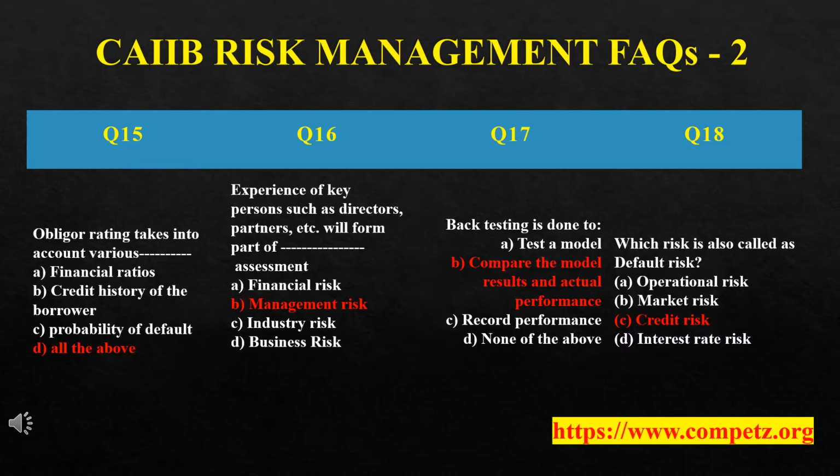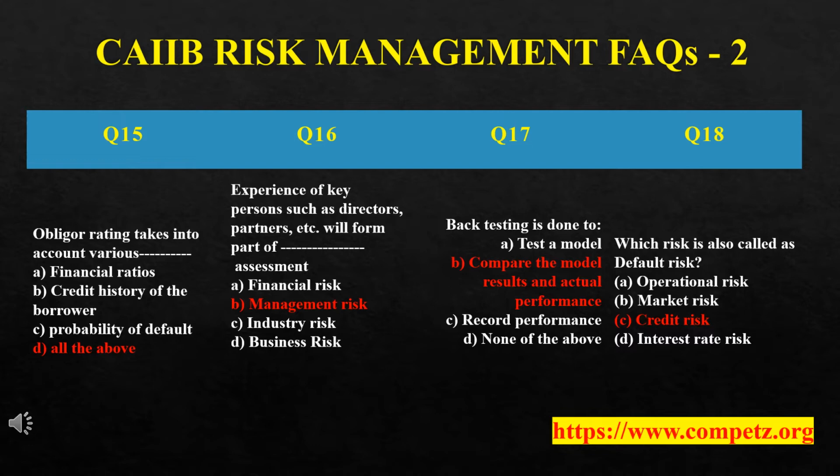Obligor rating. Obligor rating takes into account various dash. What dash? Is it financial ratios, credit history of the borrower, probability of default, or all of the above? As the answer, you can see it's been highlighted in red color, all of the above. So I will just explain in short how all of the above will come.